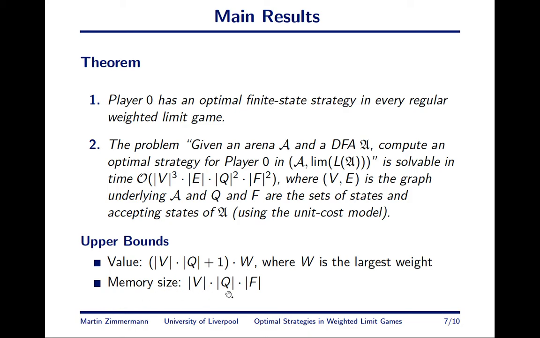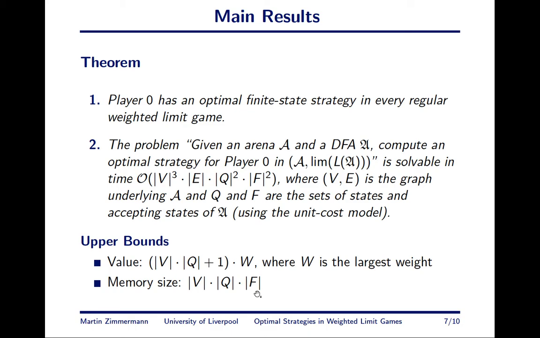And furthermore, we get an upper bound on the memory size of an optimal strategy. Again, linear in the arena and linear in the number of states and accepting states of the automaton. So at worst, quadratic in the number of states of the automaton, if every state is accepting.